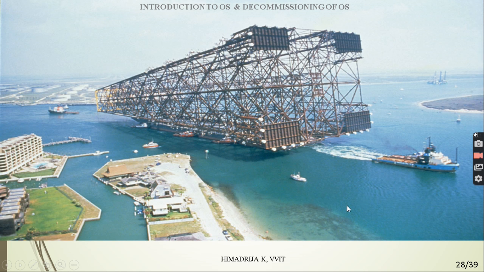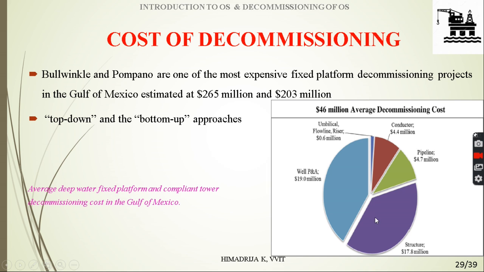Here you can see the figure. You can take it as a single unit cell. So here is a graph showing the cost of decommissioning. These are the different processes involved, and the cost is also very high. Sometimes the decommissioning cost is much higher than the revenue that we got after the construction and operation period.